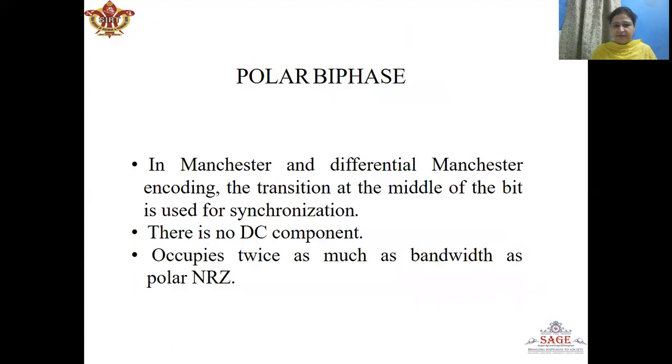Now, polar biphase. In Manchester and differential Manchester encoding, there is a transition at the middle of the bit interval which is used for self-synchronization. There is no DC component because it uses both polarities, positive and negative. And since there is a transition in the middle of the bit interval, the bandwidth is twice that of polar non-return to zero.